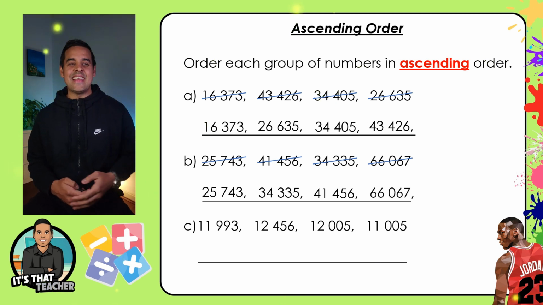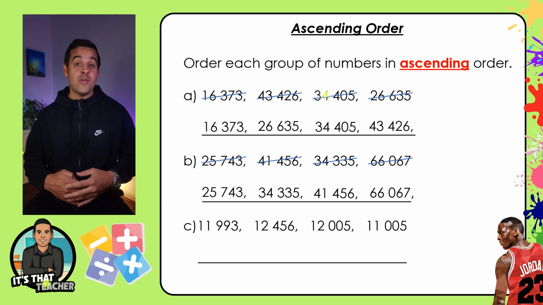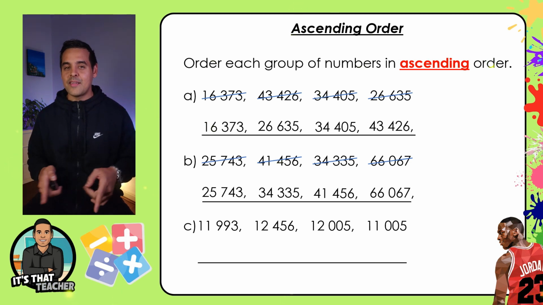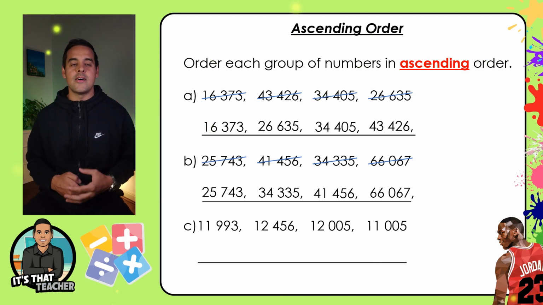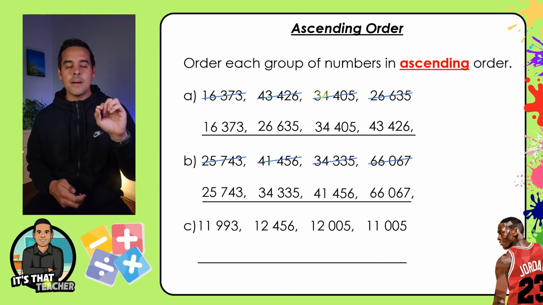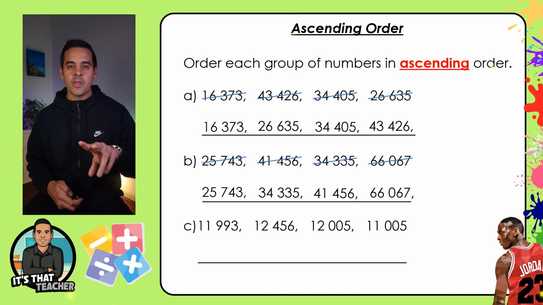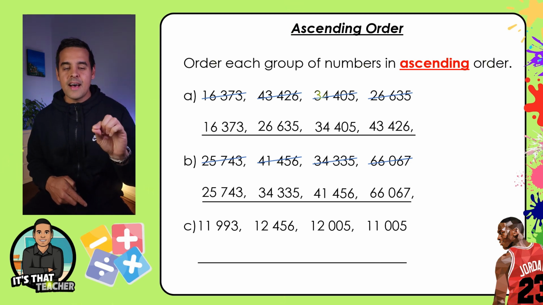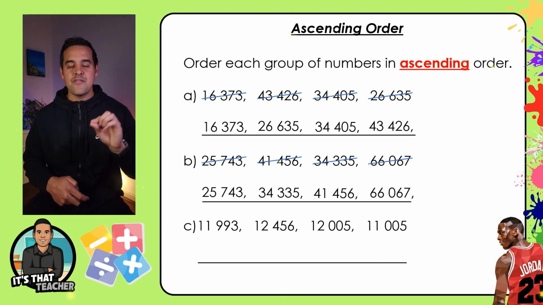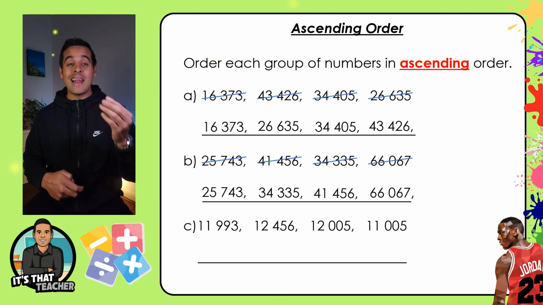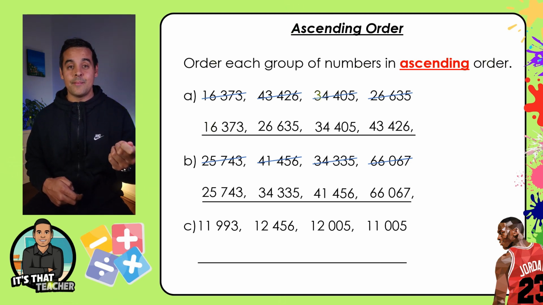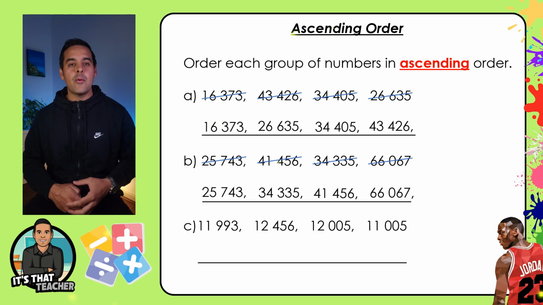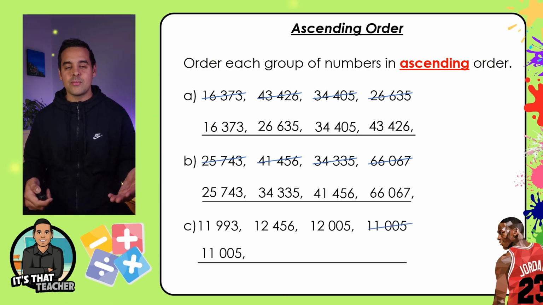Finally, C. Now I put this question in here because you really have to focus because they're quite similar. There's a few trick ones in there. Let's go. So the smallest number here, we've got two numbers with 11,000 and 12,000. So 11,005 or 11,993, excuse me. That would be 11,005 is the smallest one.